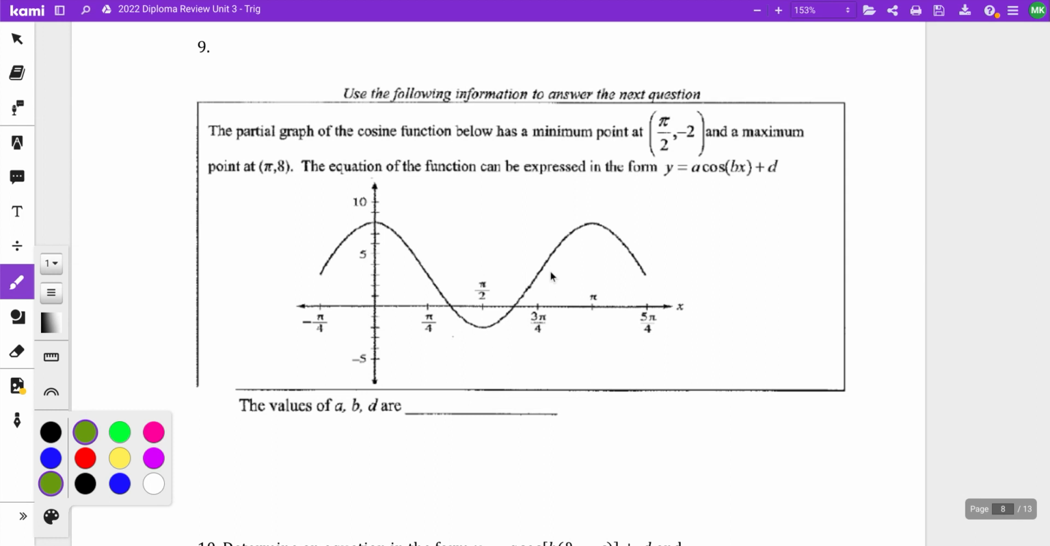Number 9. The partial graph of the cosine function below has a minimum point at pi over 2, comma, -2, and a maximum point at pi, comma, 8. The equation of the function can be expressed in the form, blah, blah, blah, blah, cosine. The values of A, B, and D are. Alright, B is definitely the hardest. You have a graph, finding B, not fun. A and D from a graph should be pretty easy. Start with D.